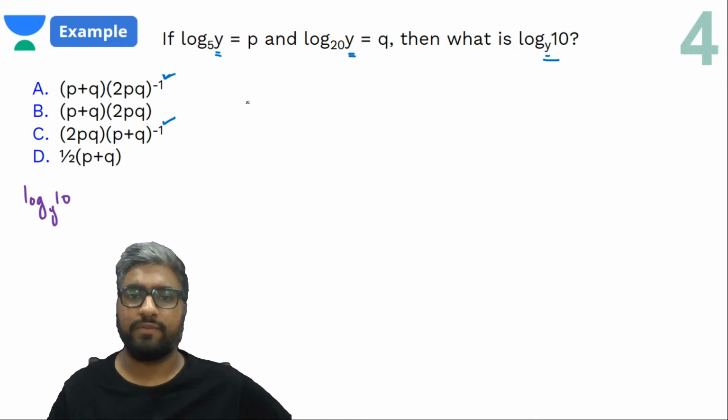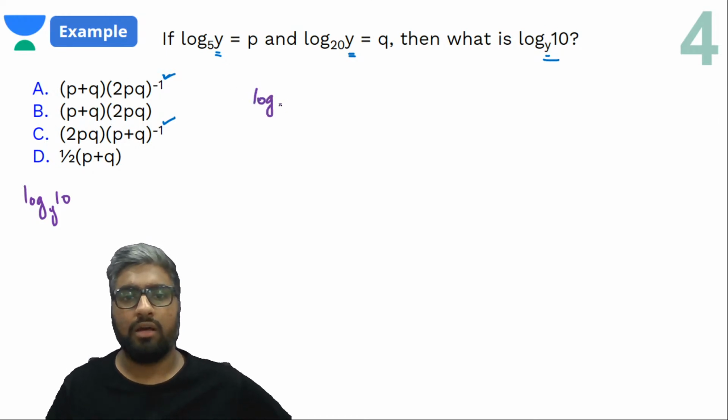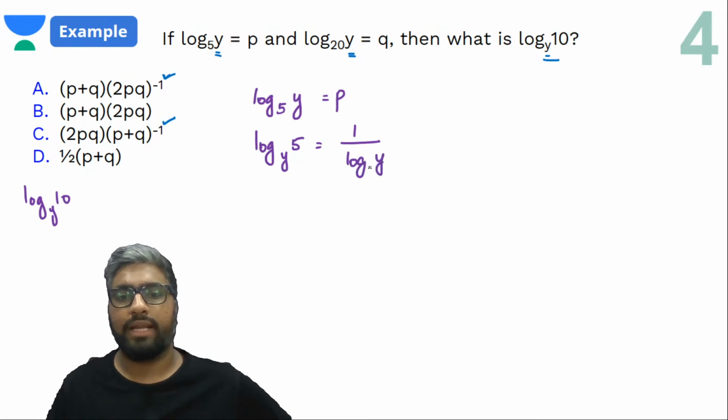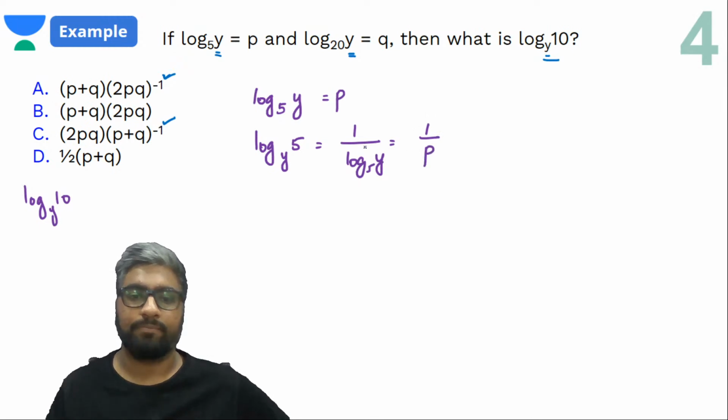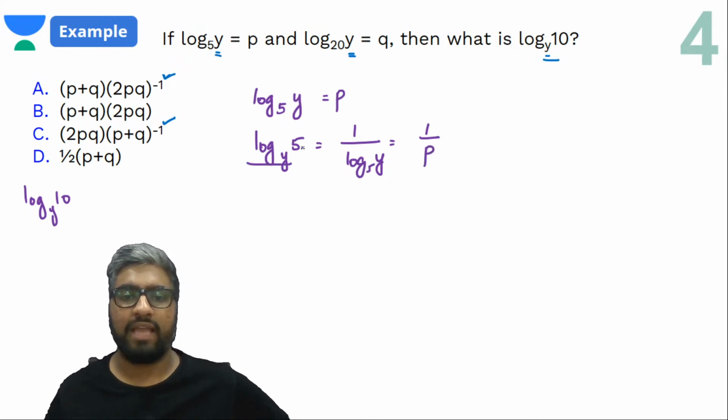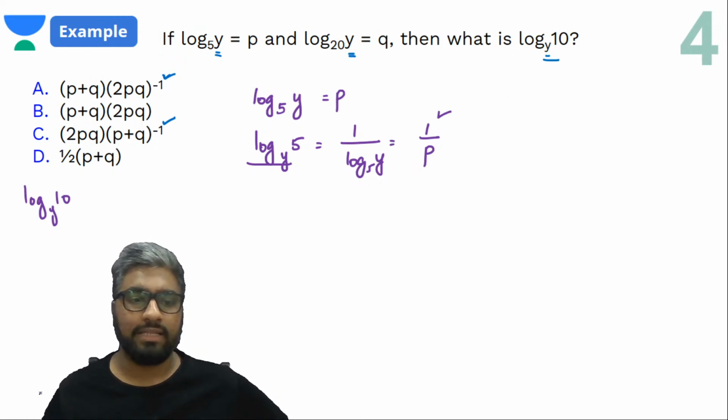Look at this. First things first, we change the base. So what do we get? Log y to the base 5 is p. That means log 5 to the base y would be what? Iska reciprocal. That is 1 by log y to the base 5. Correct? That means what will be the value of this? 1 by p. So log 5 to the base y is 1 by p. Done.